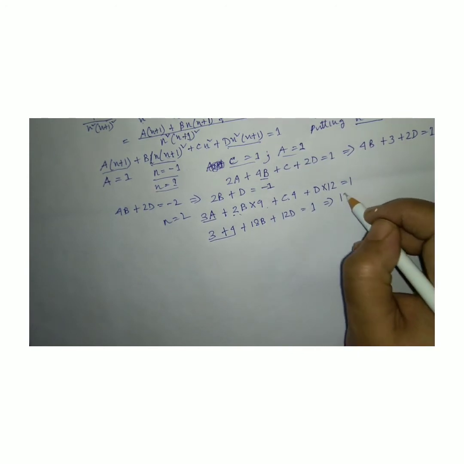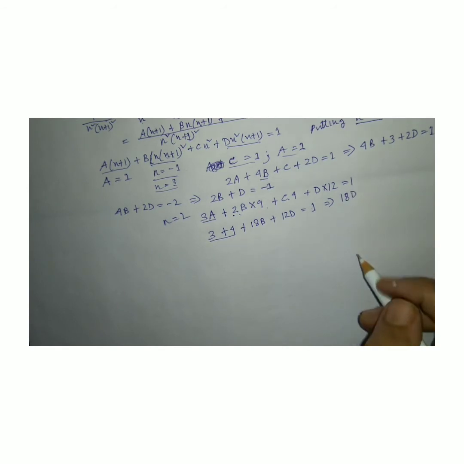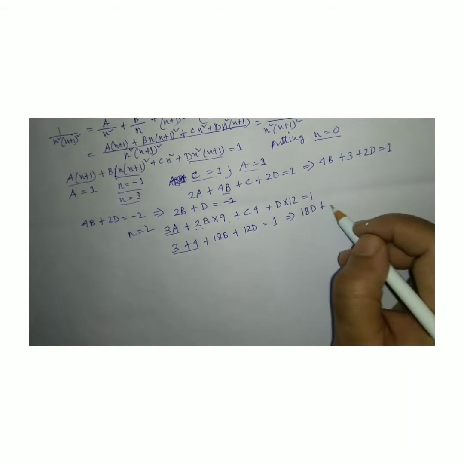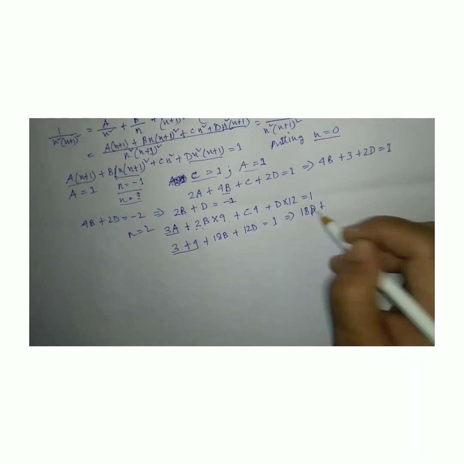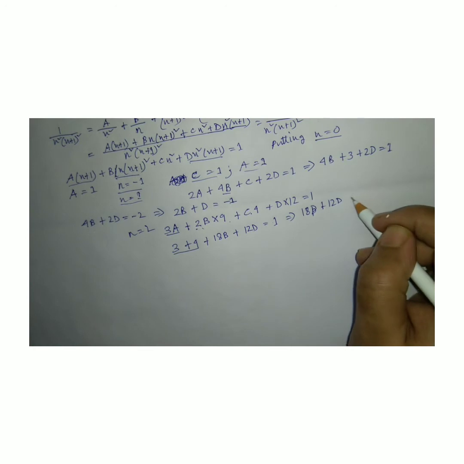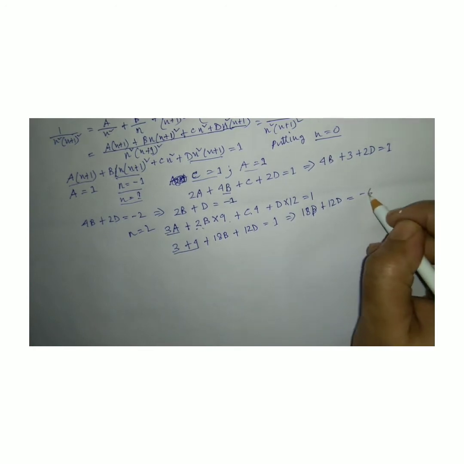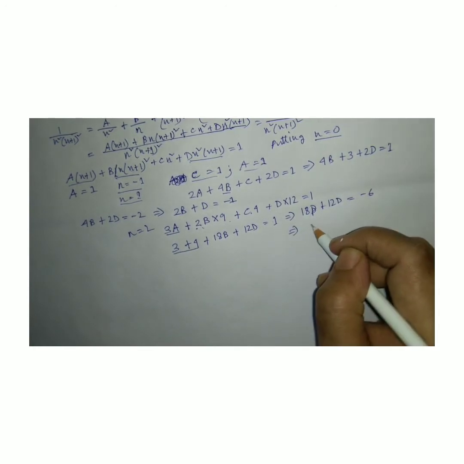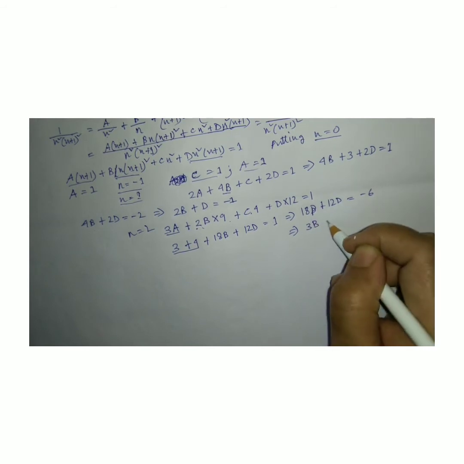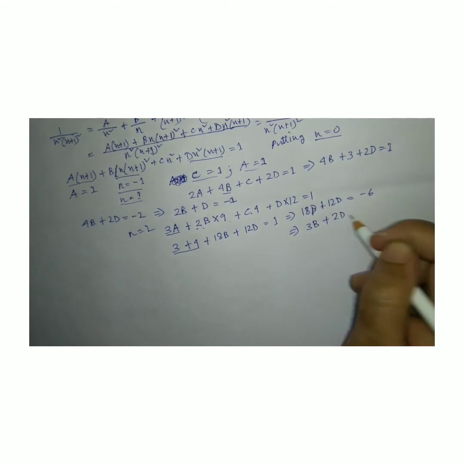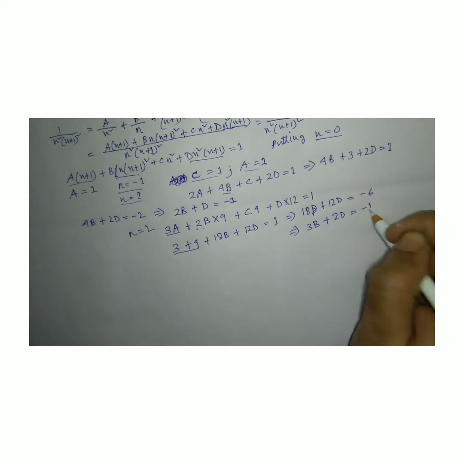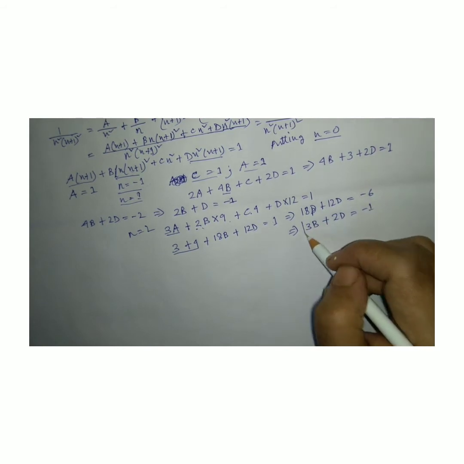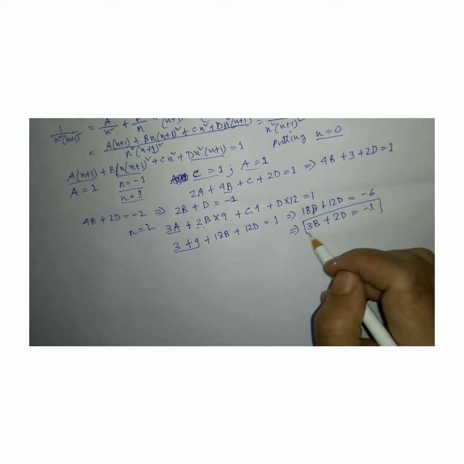So 18b plus 12d is equal to minus 6. I get 3b plus 2d is equal to minus 1. This is total, I get two equations. Okay, I get two values.